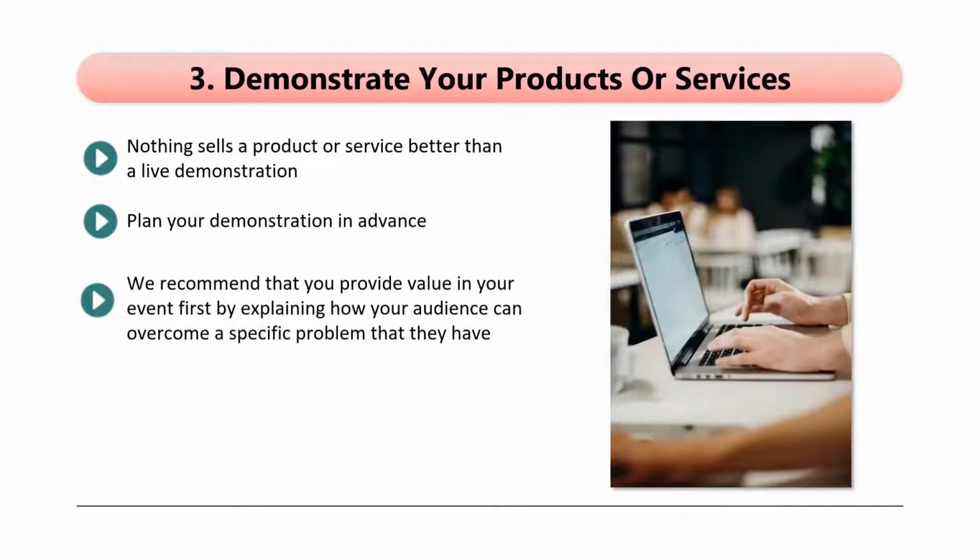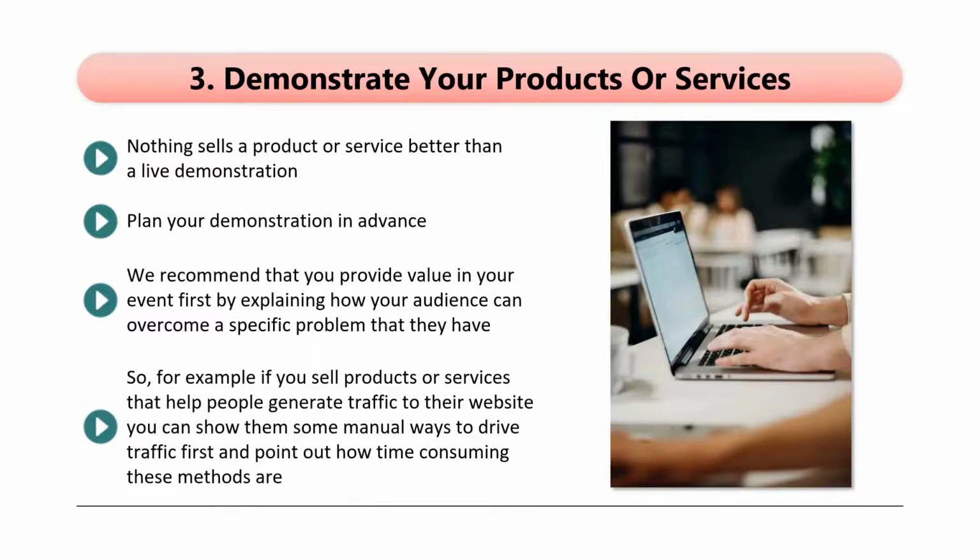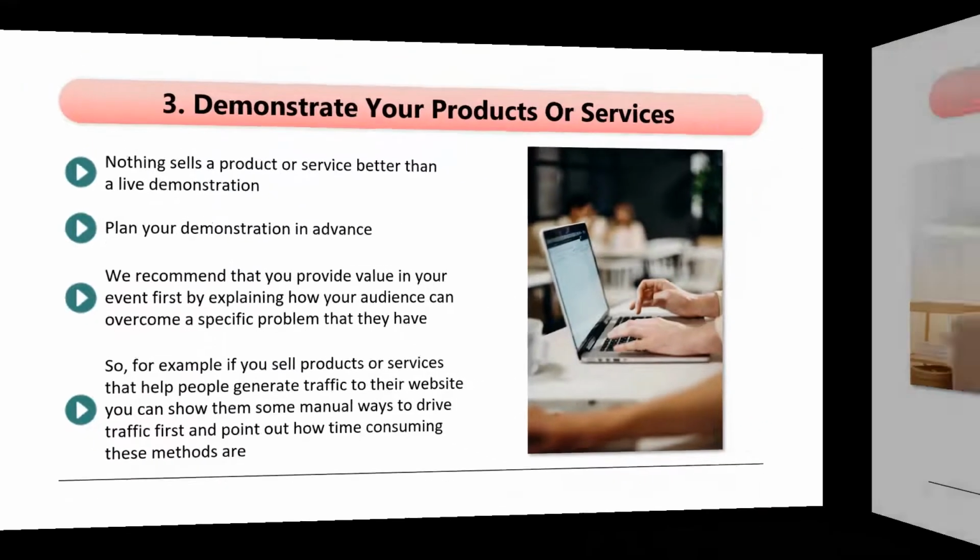We recommend that you provide value in your event first by explaining how your audience can overcome a specific problem that they have. Then demonstrate your product or service, showing them how they can solve their problem a lot more easily and save time and possibly money. So, for example, if you sell products or services that help people generate traffic to their website, you can show them some manual ways to drive traffic first and point out how time-consuming these methods are. Then you can introduce and demonstrate your product or service, which automates the methods and saves time.